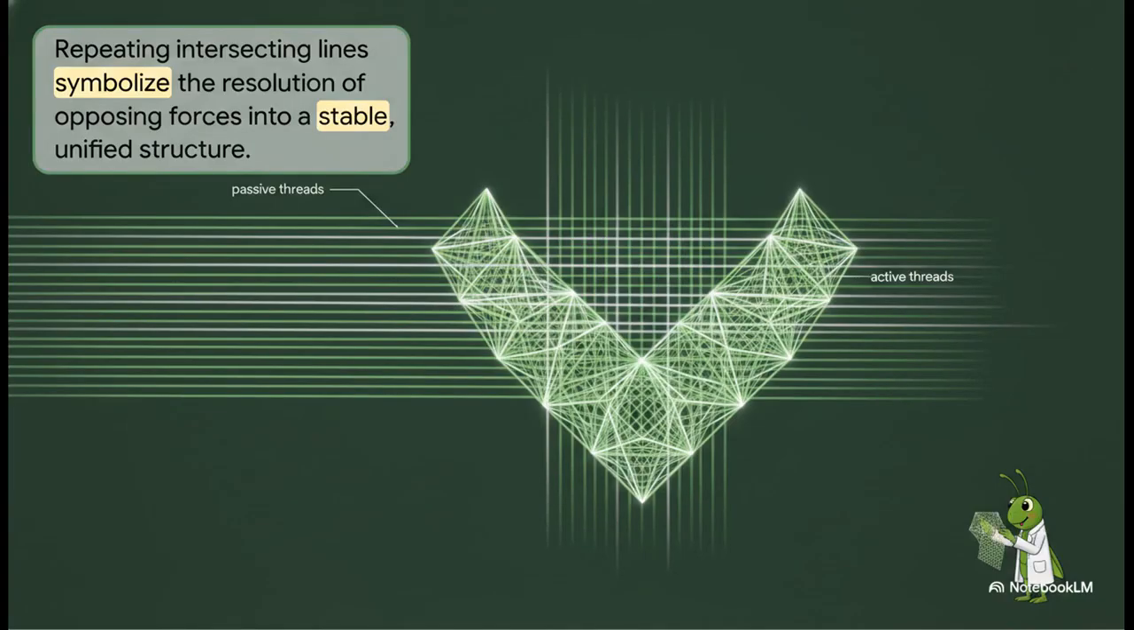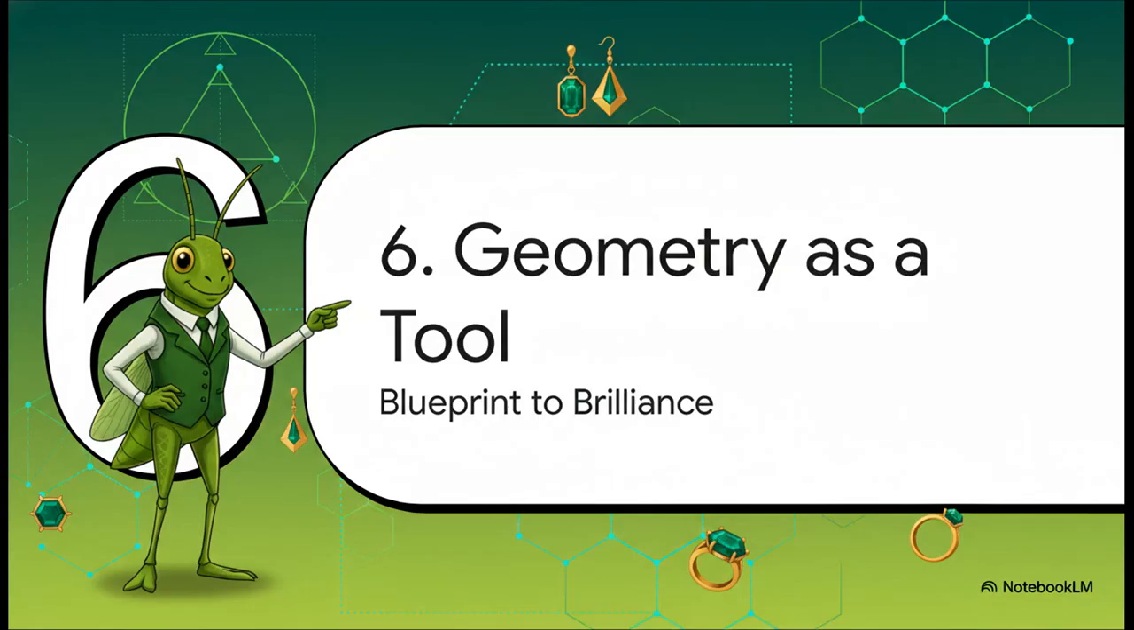And what happens when you just repeat simple intersecting lines over and over and over? You get a network. The best way to think about it is weaving. You have the up and down threads and the side-to-side threads. They're opposing forces, but when you interlace them, you get a final structure that's stable, unified, and stronger than the individual parts. So, we've covered the alphabet, the words, the grammar, the whole language.